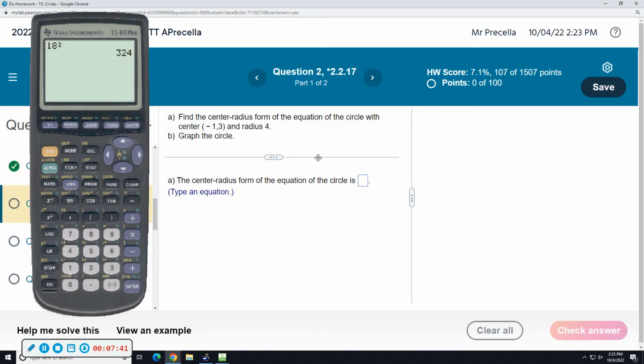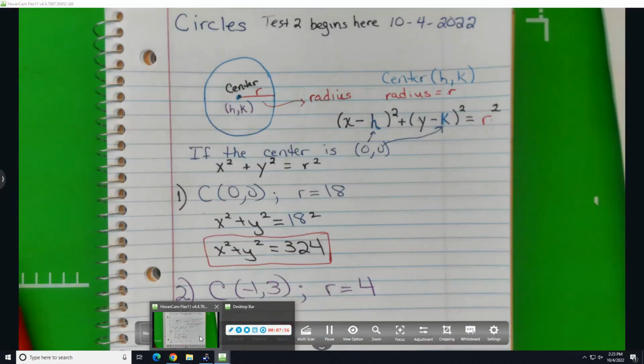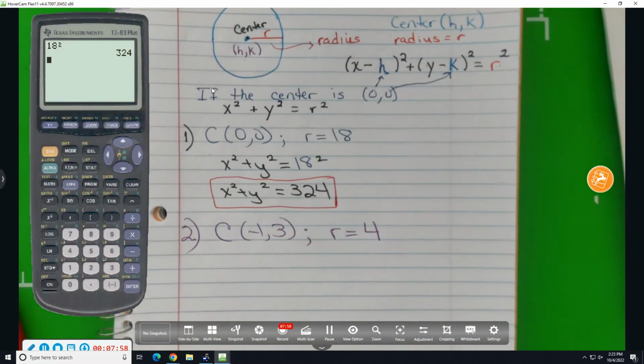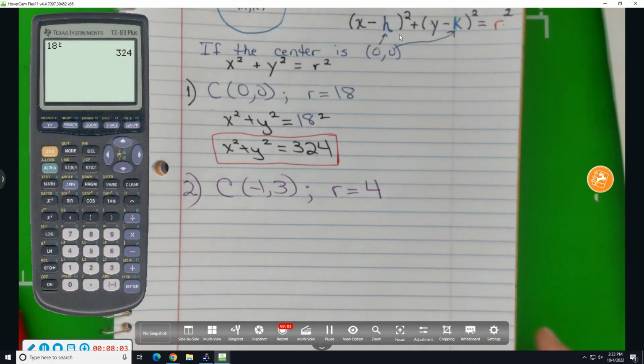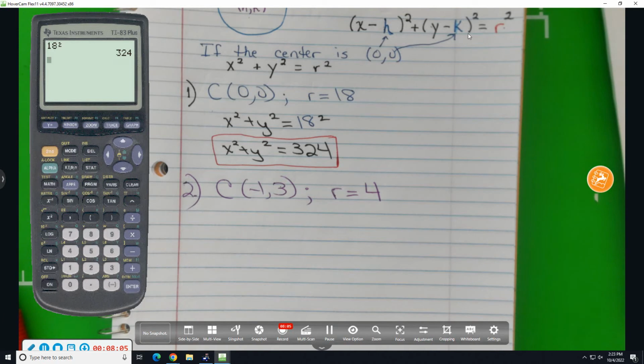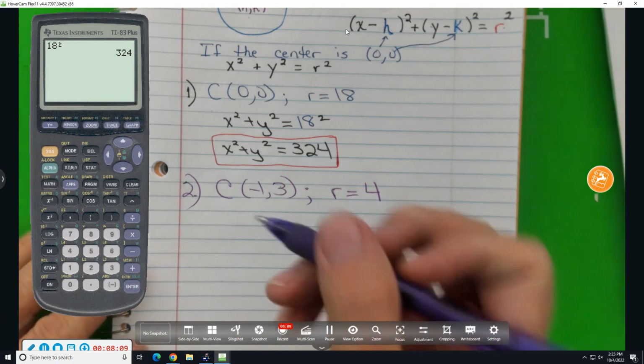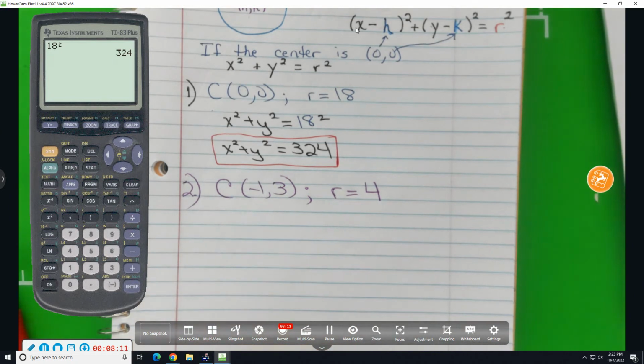See, it's the same instructions as problem 1, except on this one the center is -1, 3, and the radius is 4. Now you're going to have to... Is it going to look like this one, the x squared plus y squared equals r squared, or are there going to be parentheses in this equation? There'll be parentheses. Now you have to be careful when that h and k are negative.